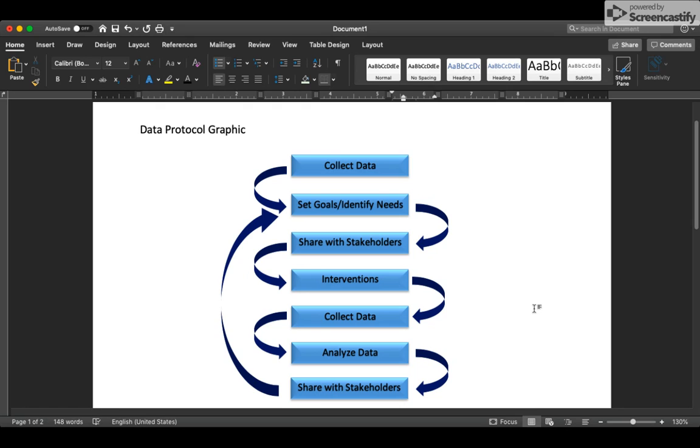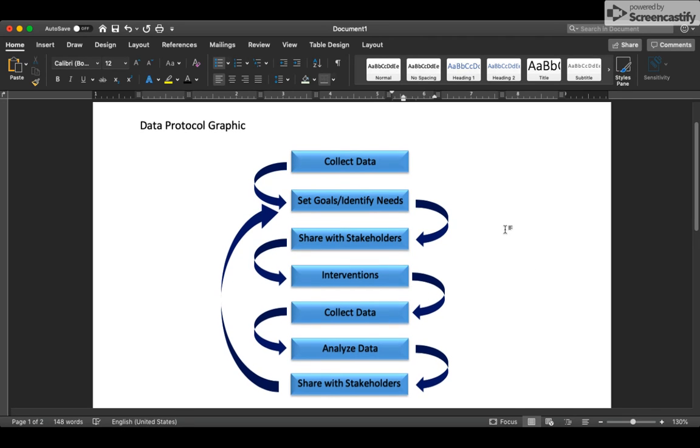As I began thinking about what I wanted my data protocol graphic to look like and the pieces of it, I thought back to our MTSS system and our general education intervention teams and how we do things at school. I don't believe that we actually have a process set in place, so I went off of that and then tweaked it a little bit.